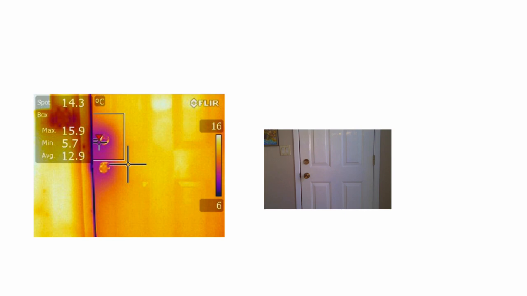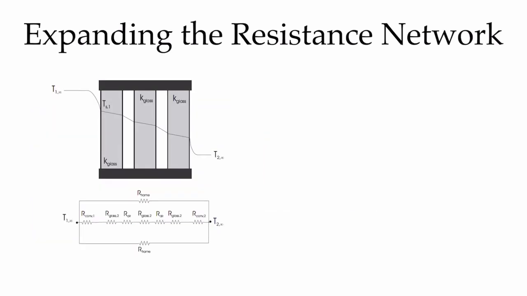In addition, you'll notice there's a light switch here, and that's a light switch on an external wall. So of course there's a hole in there, an electrical box in there, and you don't have the same insulation that you have in the wall here and here. And you can clearly see that as well in the thermal image, where you're getting a heat leak through that wall where there's less insulation. So now let's move on to thinking about how we can adapt our resistance networks to think about this.